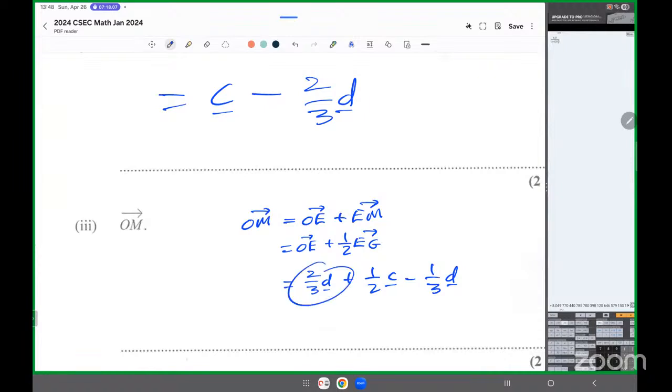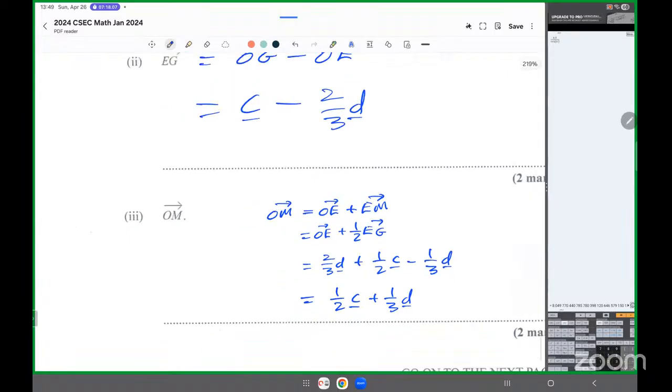I need to consolidate these values. So it really becomes half of C, and then 2 minus 1 is 1 over 3, so it becomes 1/3 D. That's the answer for OM. Half C plus 1/3 D.